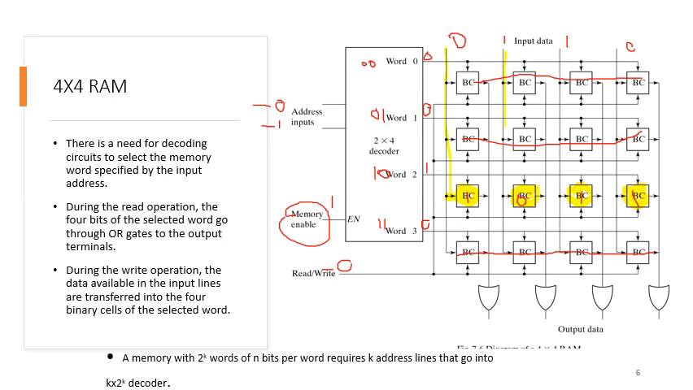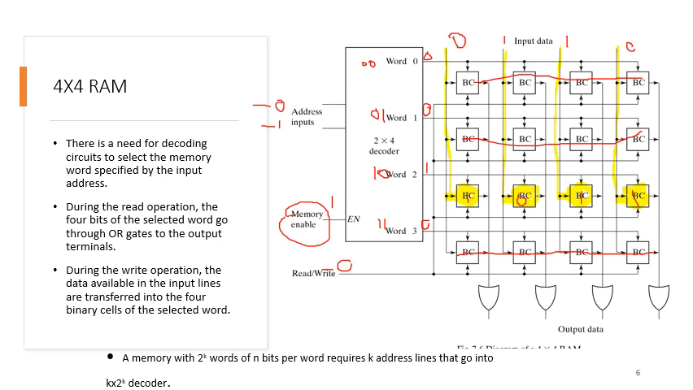this one, this one, this one, and this one, that is being stored into the basic cell. So after the execution of that operation, or we can say the completion of that cycle, this data 0110 will be written into these 4 basic cells.